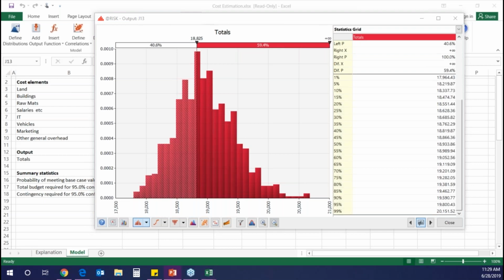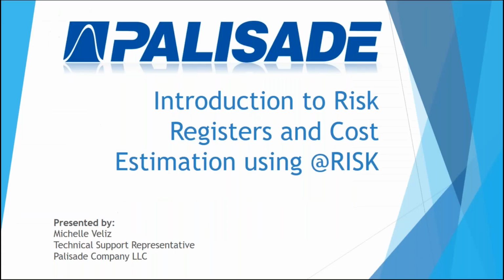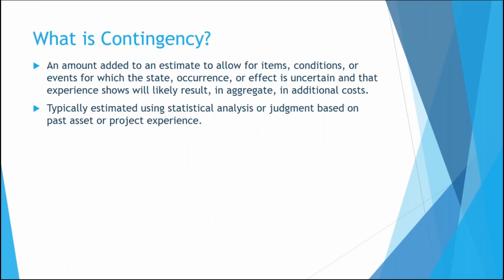So let me go back to my presentation here. And let's talk a little about contingency before I show you in this model how it's being calculated. So contingency is an amount added to an estimate to allow for items, conditions, or events for which the state, occurrence, or effect is uncertain, and that experience shows will likely result in aggregate and additional costs. Now, this is typically estimated using statistical analysis or judgment based on past assets or project experience.